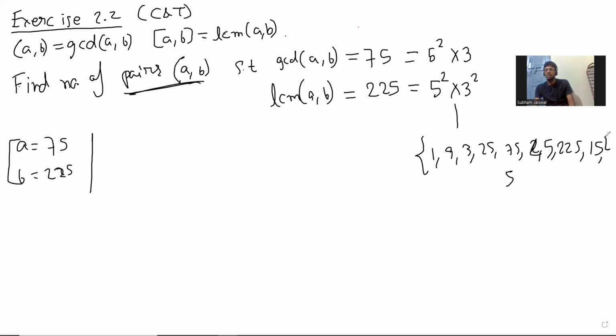So all these things. Now if you're taking the LCM and getting 225, it means that the two numbers you're picking must be from this set. Because the LCM of the two numbers is 225, the two numbers have to be divisors. Then you have to pick two numbers from this set whose GCD is 75.